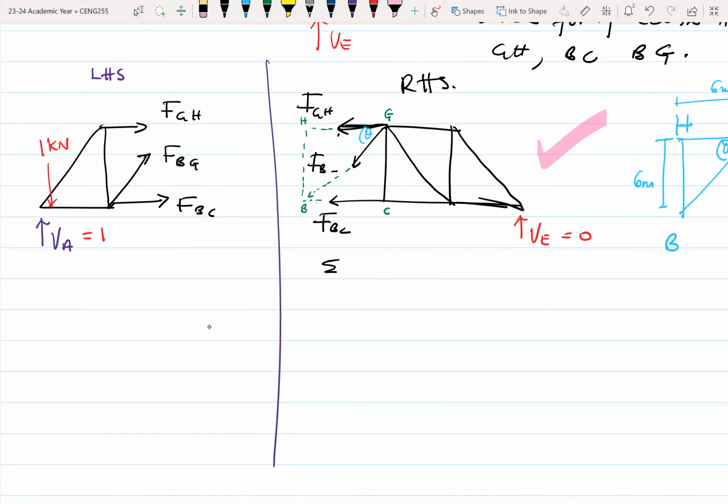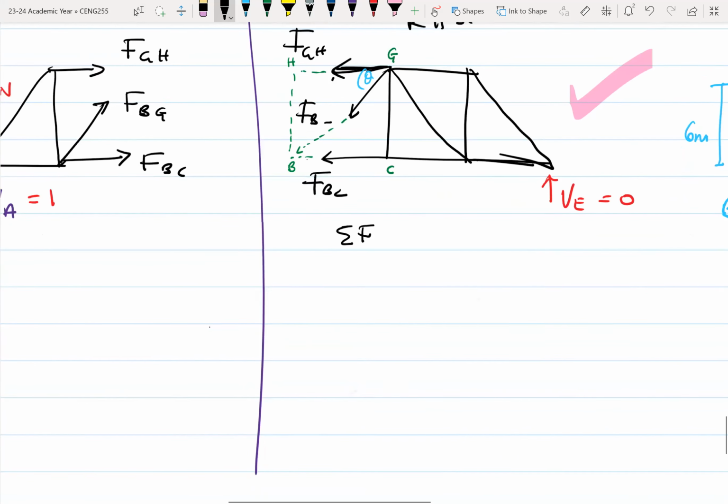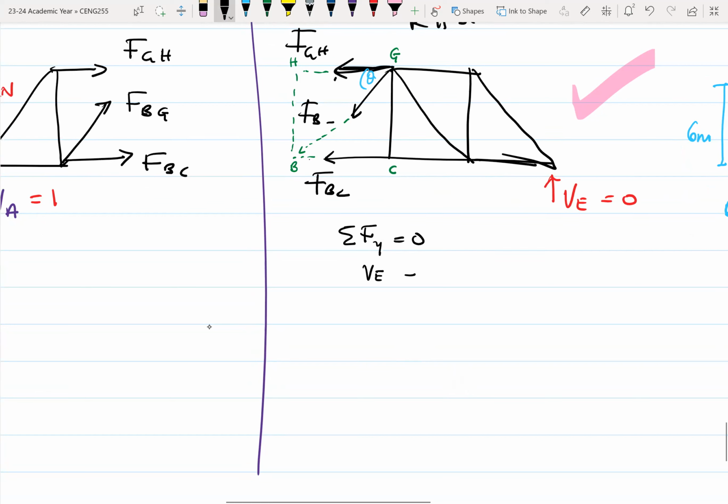Before that, we can even look at summation of forces. It's good to look at that. So summation of forces, let's say vertical forces equals 0. What this means is VE minus FBG, sorry, I think the G went out somewhere.